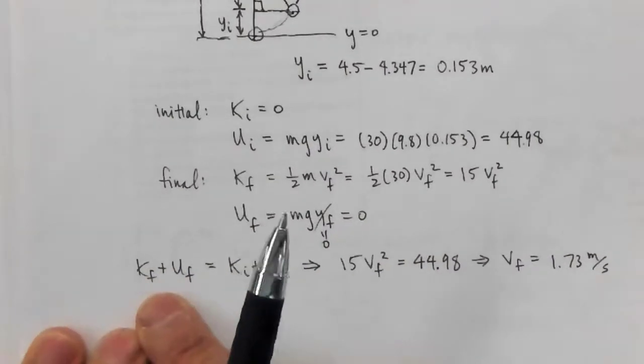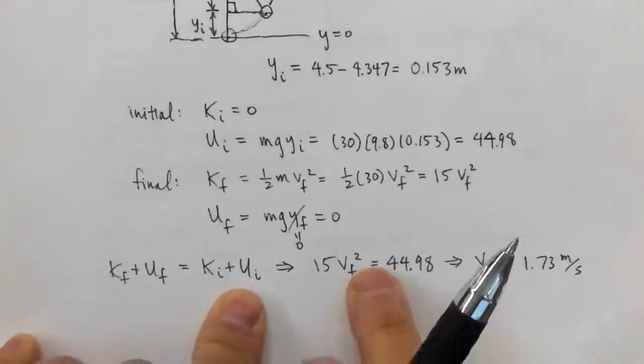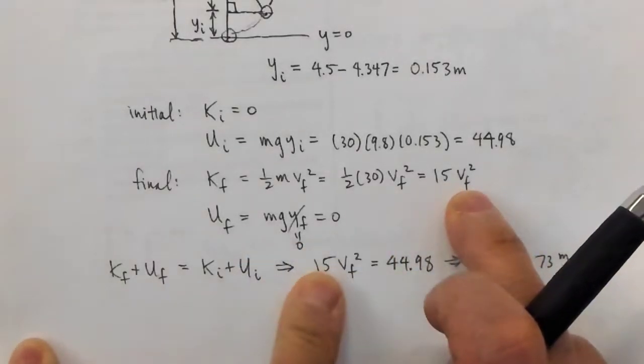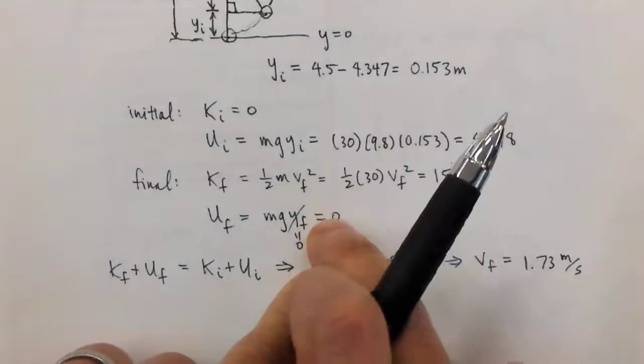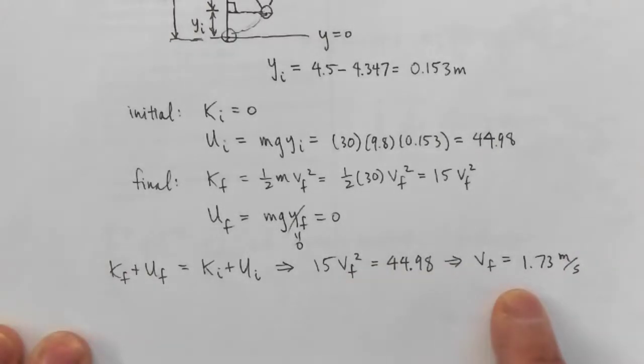Now I say conservation of energy. Kf plus Uf is equal to Ki plus Ui. So Kf was 15 v final squared. Uf was 0. Then I had 44.98. I can solve for vf, and I get 1.73 meters per second. Any questions? If not, I'll see you guys on Wednesday. Tomorrow.